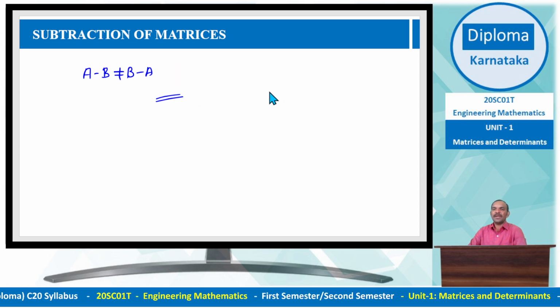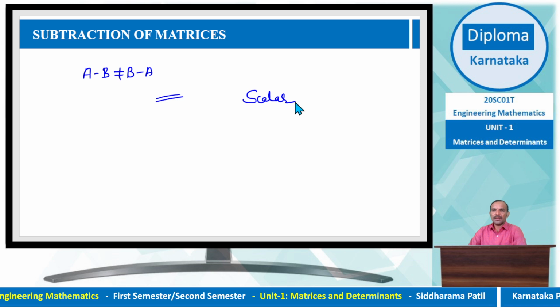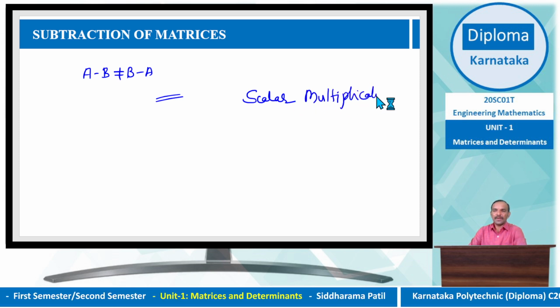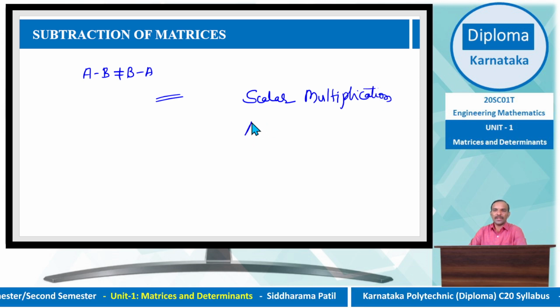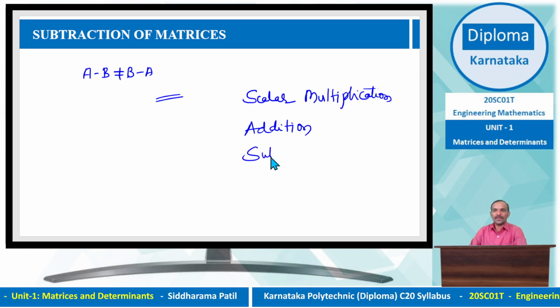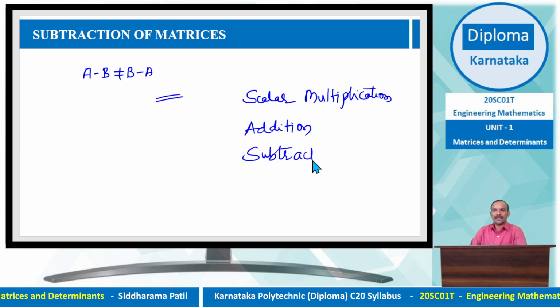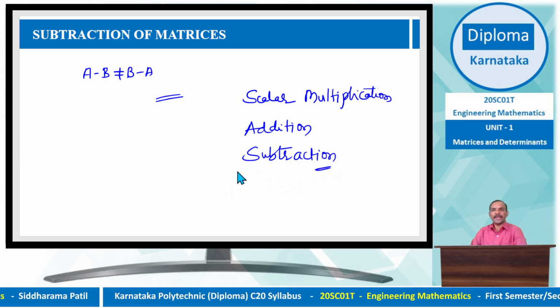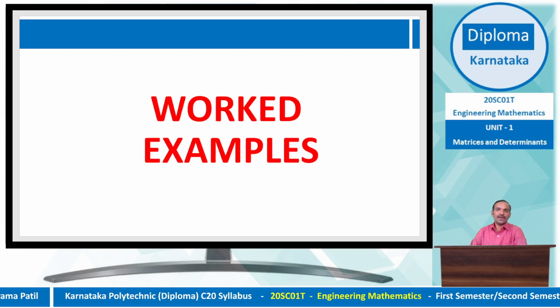Up to here, what have we learnt? That is a partial part of the algebra of matrices. First concept we learnt was scalar multiplication, then we understood addition of matrices. Next concept, subtraction of matrices. Next we are going to see some worked examples related to these three concepts.